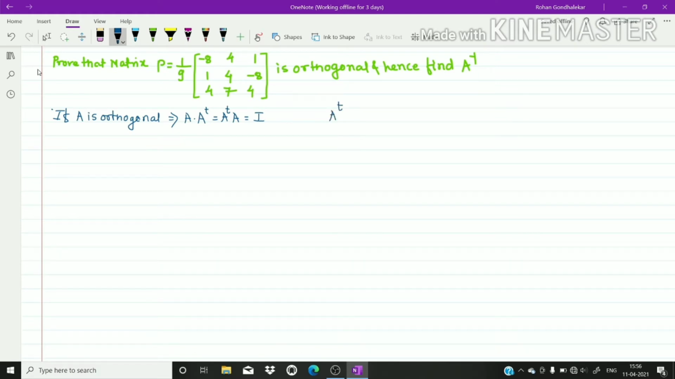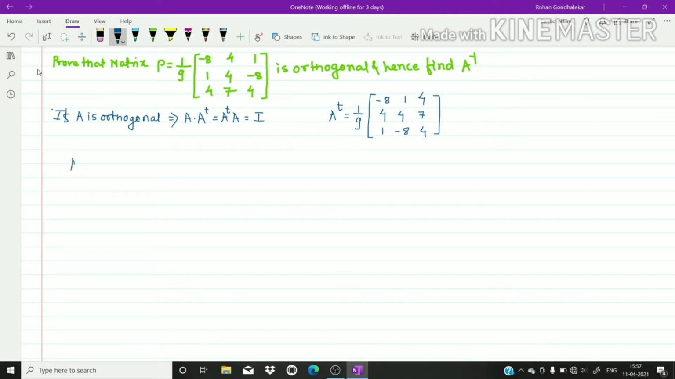So what is A transpose? The outside coefficient as it is, that is 1 by 9 as it is. Now how will you calculate the transpose? It's very simple. You change the row to the column or column to the row. What is the first row? Minus 8, 4, 1. I write it as minus 8, 4, 1. What is the second row? 1, 4, minus 8. What is the third row? 4, 7, 4. So this is my A transpose.